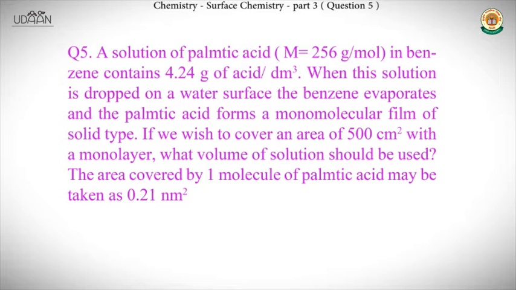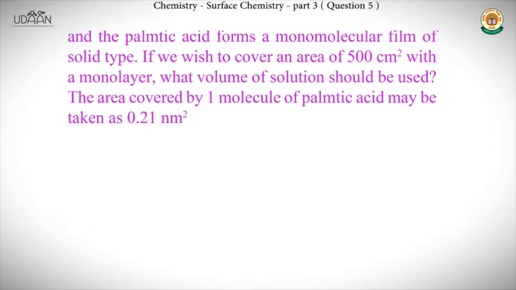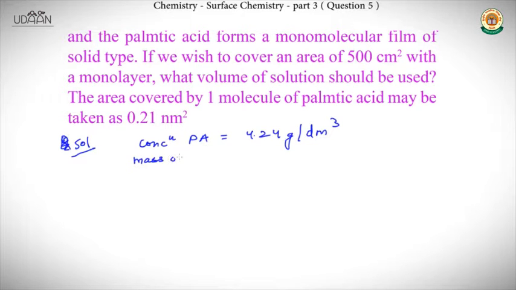Right. So it's a very easy question again. It just looks very lengthy and complicated. So don't get scared by just seeing the size of the question. Concentration of palmitic acid is given to me as 4.25 gram per decimeter cube. So the mass of palmitic acid in this solution will be given by concentration into volume. Yeah, but the concentration is in gram per decimeter cube.